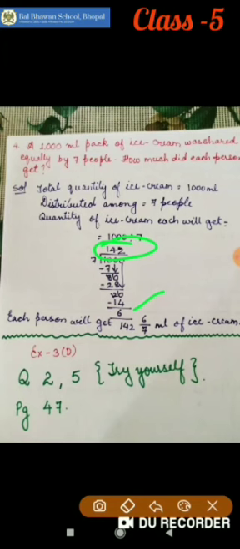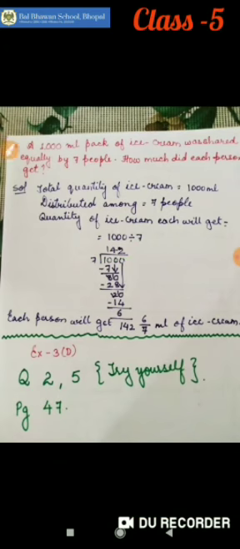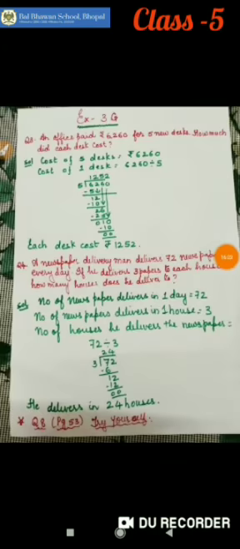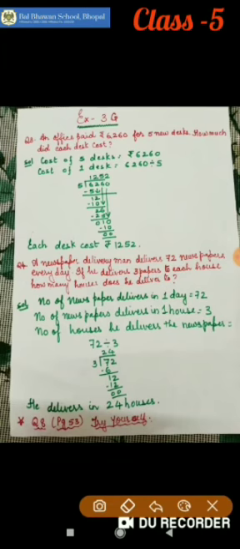Now children, question number 2 and 5 are very easy, which are based on division. Try yourself, and if you have any problem, please ask me. Now let us solve questions given in the exercise 3G, which are based on division. An office paid rupees 6,260 for 5 new desks. How much did each desk cost? Means the cost of one desk.